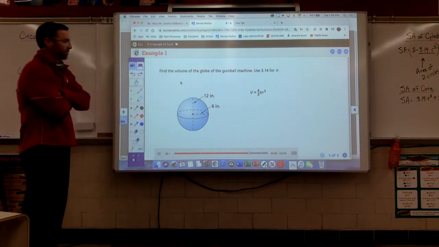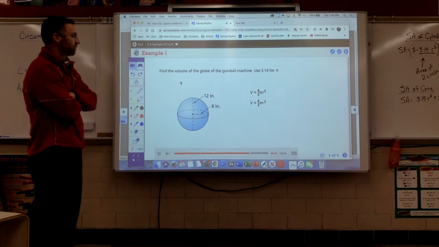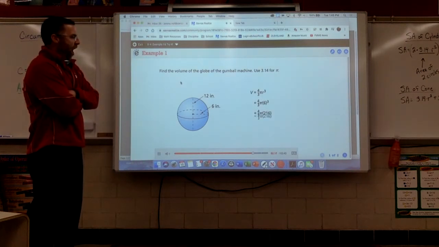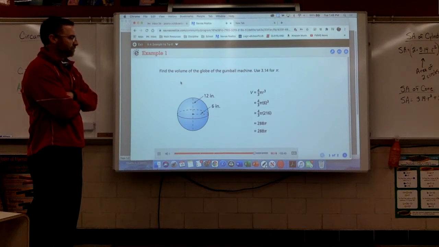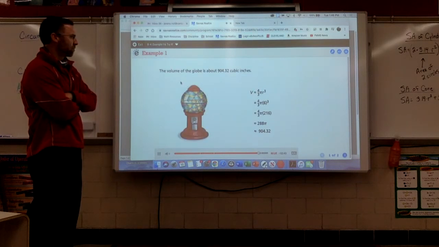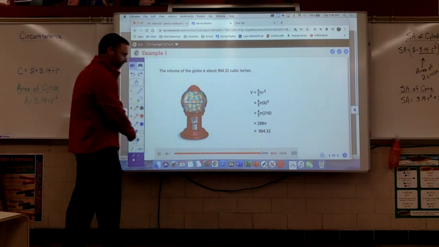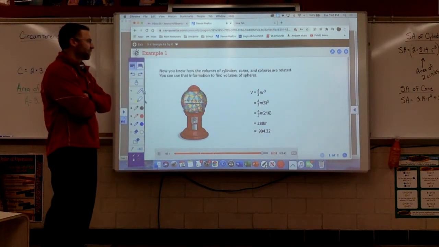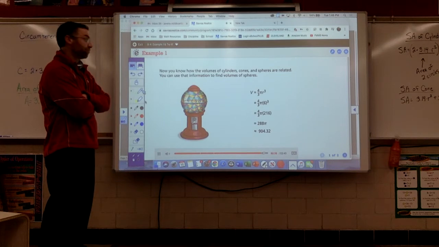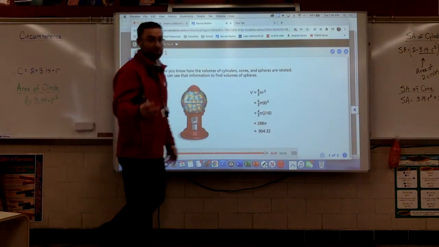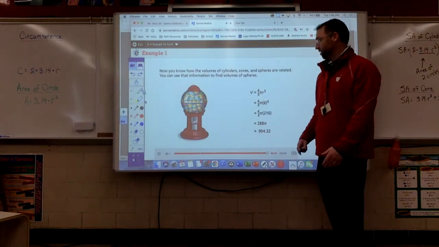Now let's find the volume of the globe of the gumball machine. The radius, r, is 6. Evaluate the exponent. Multiply, and use 3.14 to approximate pi. The volume of the gumball machine globe is about 904.32 cubic inches. Now you know how the volumes of cylinders, cones, and spheres are related. You can use that information to find volumes of spheres. Just that easy.